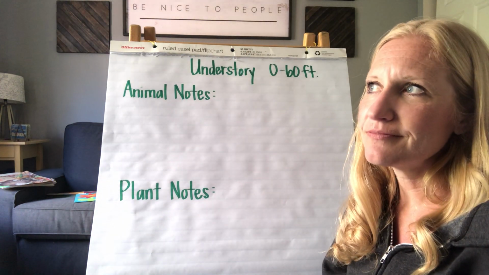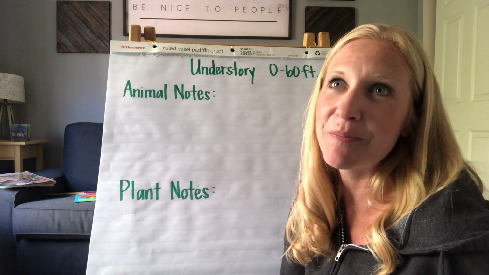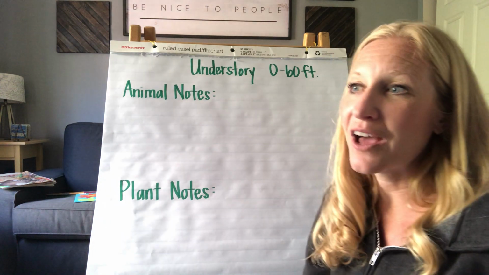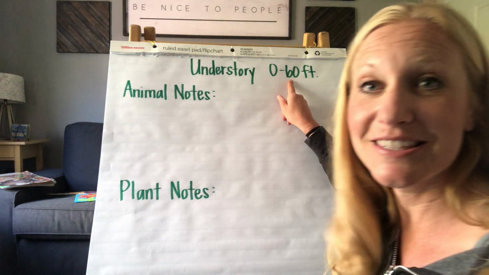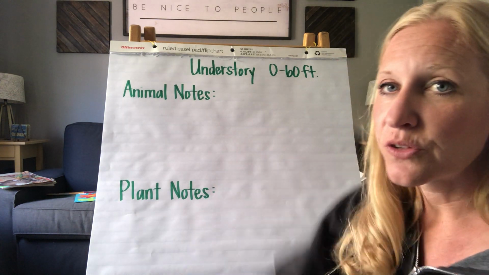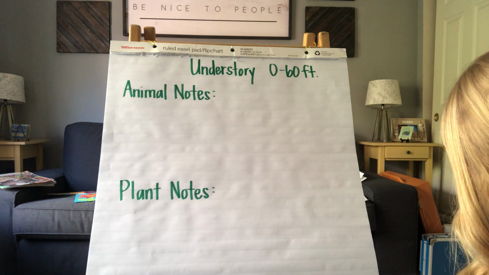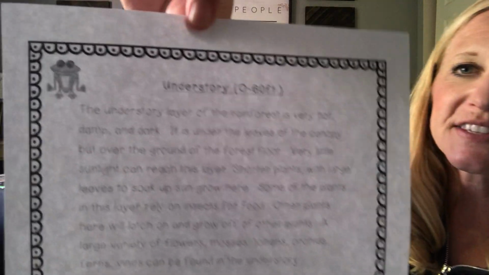So I'm about 5 feet 8 inches. So you have to imagine I'm only about 5 feet. This goes up to 60 feet. So that's very, very tall. And we're going to read about what animals and what plants live in the understory. So the understory looks like this.